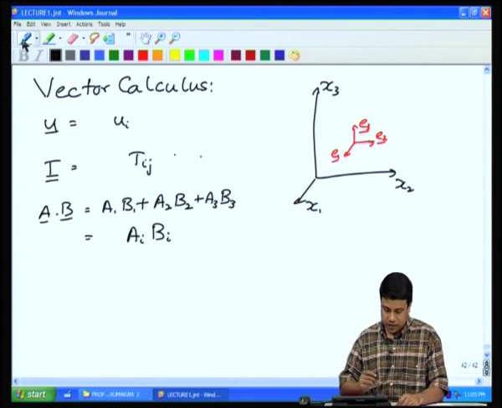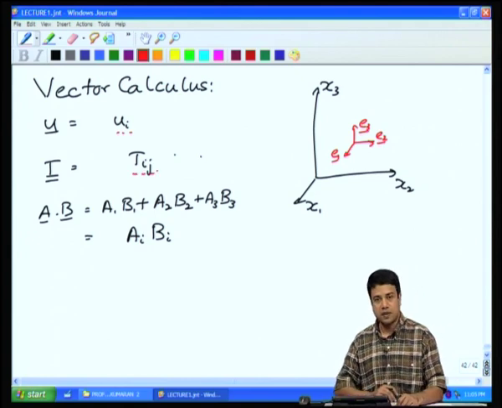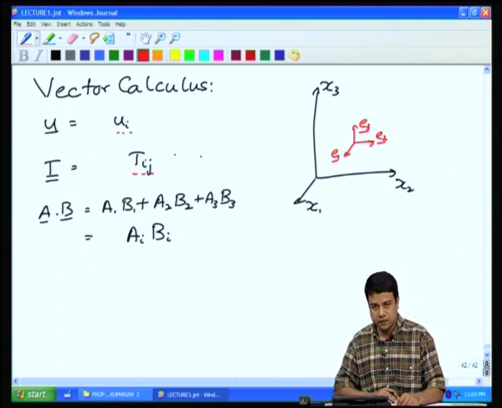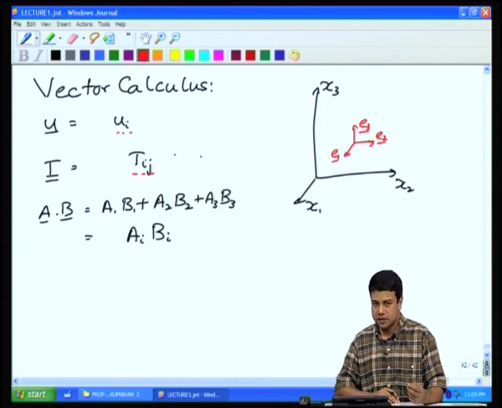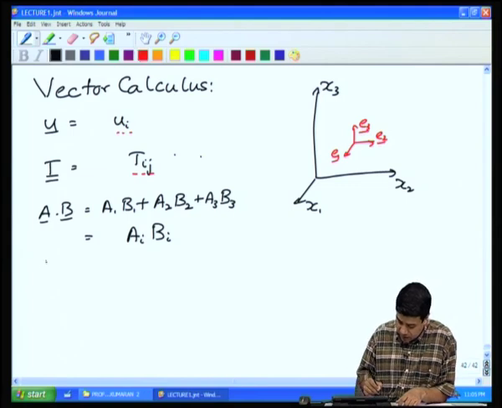Whenever there is an index that is not repeated, it implies that there is a summation and a unit vector. When an index is repeated 2 times, there is a summation, but there is no unit vector. So, there is no direction associated with that index that is repeated 2 times, because it has already become a dot product. Cross products we had written in a manner similar to dot products.